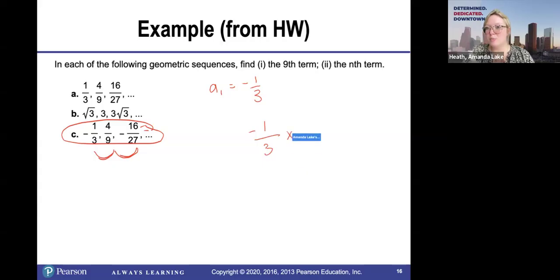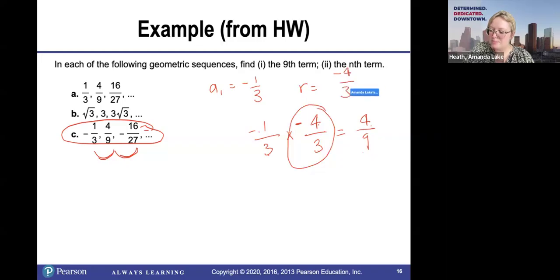When we multiply fractions, we multiply the numerators and multiply the denominators. So if I want 4/9, I know I'm going to have to multiply by something negative, because a negative times a negative gives us a positive 4/9. And I need a 4 in the numerator, and I need a 3 in the denominator, so I get 3 times 3 is 9, and -1 times -4 is 4. So our ratio here is -4/3.